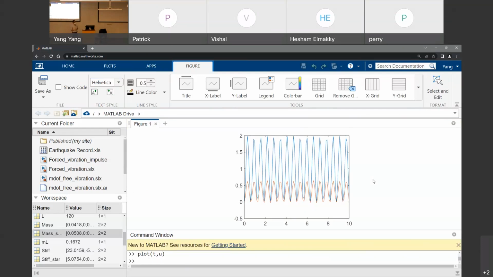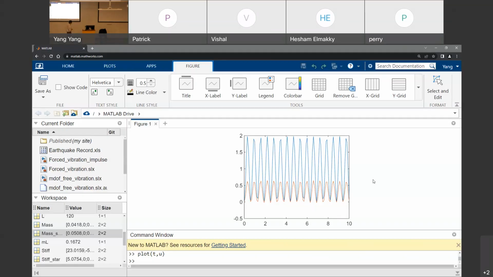So which one is U1, which one is U2? Who's the red one? U2 is the red one? Yep, because U2 is the middle length, U1 is the free end, and for the cantilever beam, anyway, we will have that.